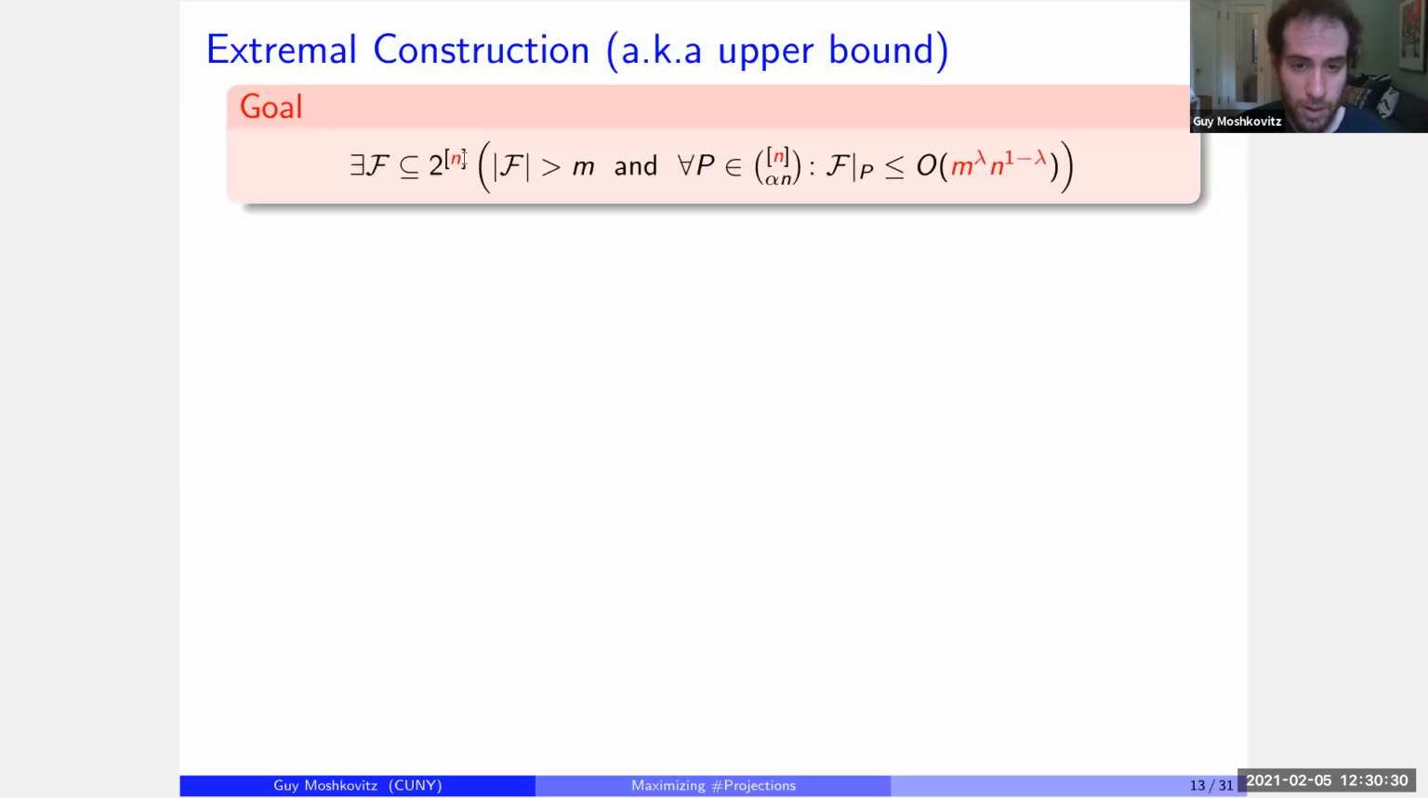So let me break down what an upper bound means here. We want to show that there is a particular family, of size this parameter m, but if you project on any alpha n coordinates, you always get at most m to the lambda and to the 1 minus lambda many projections. So for this particular f that we're going to construct, even the best choice of alpha n coordinates won't give you more than this many projections. This is what I want to prove now.